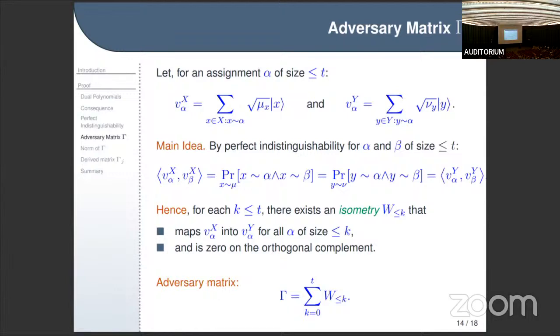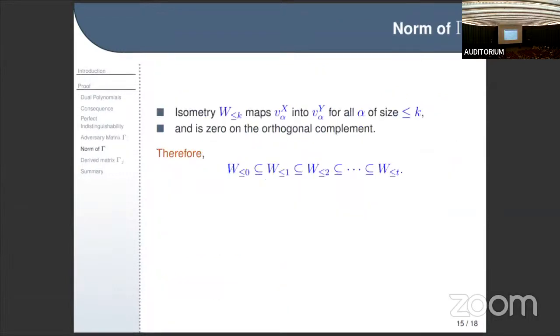Let me sketch why this works. By definition, isometry w at most k maps v alpha x into v alpha y. If I allow assignments of larger and larger size, I get more and more vectors in my span. So I have this chain of inclusions, where the isometries are such that the domain of one is contained in the domain of the next, and they agree on their common domain. So I can say this is an inclusion if I consider them as pairs of mappings.